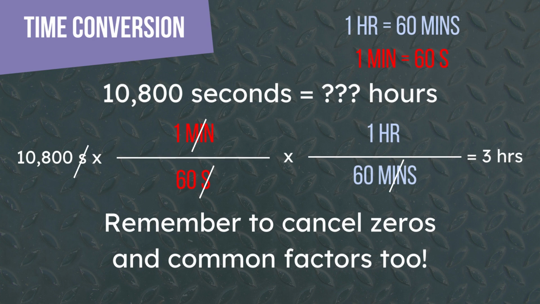Now let's do a more complicated example. 10,800 seconds is how many hours? So first let's convert seconds to minutes, then minutes to hours. So 10,800 seconds divided by 60 seconds multiplied by 1 minute. That should cancel out the seconds and one of the zeros. Then we divide by 60 minutes and multiply by 1 hour. Is our next conversion factor. So that should cancel out the other zero and the minute unit from the last conversion factor to change it to hour. So we get 3 hours.